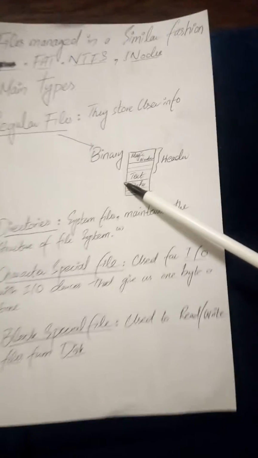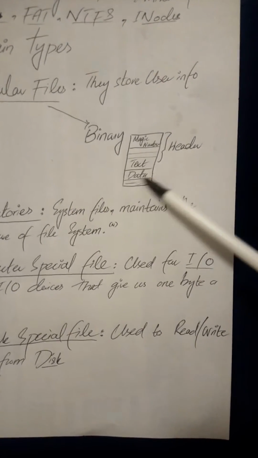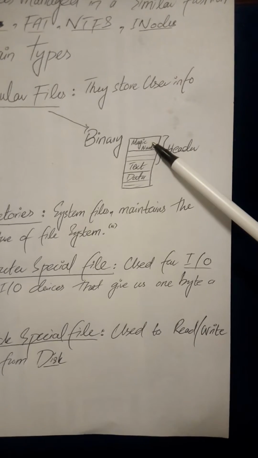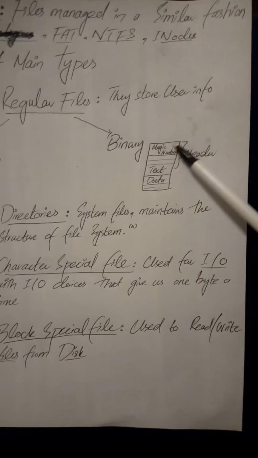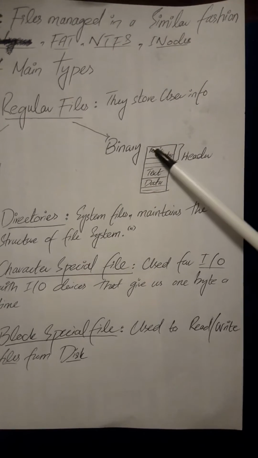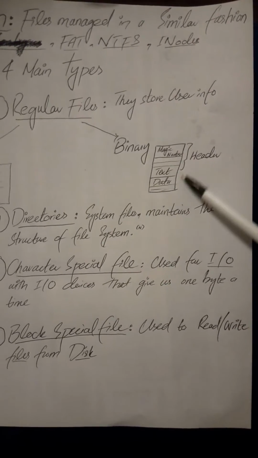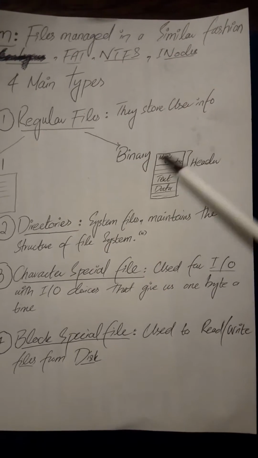This structure is more in terms of Unix, where we have a magic number. This magic number is what separates an ASCII file from a binary file. The magic number is there so that we don't accidentally execute an ASCII or another file type. So a binary file is basically one that we can execute.